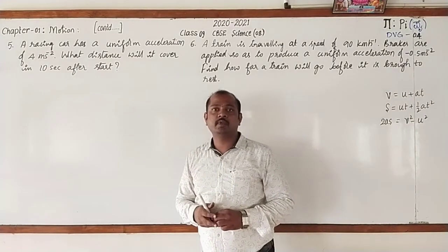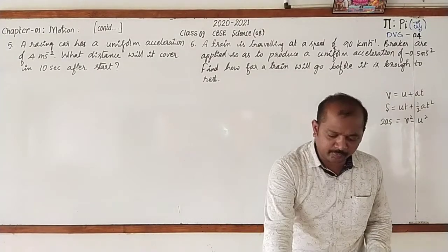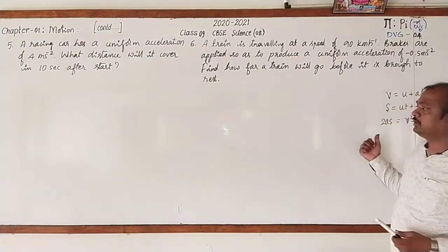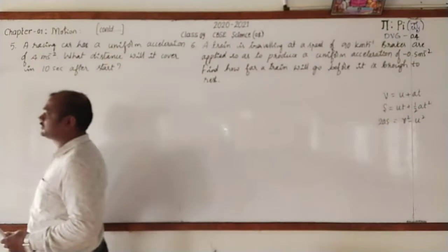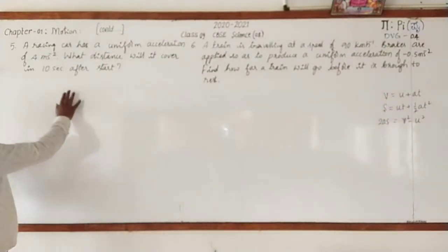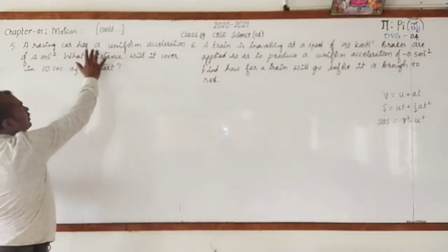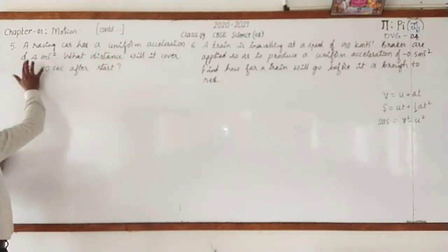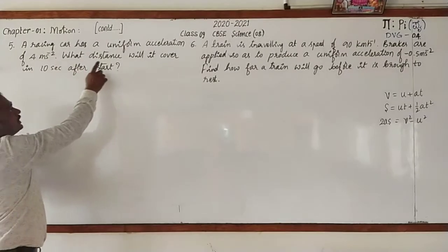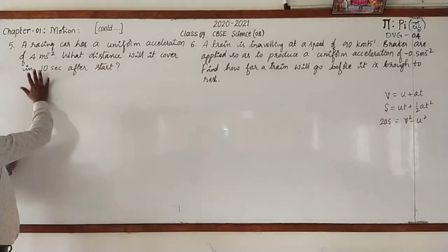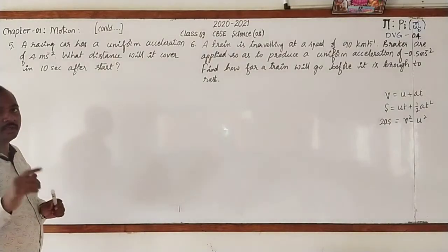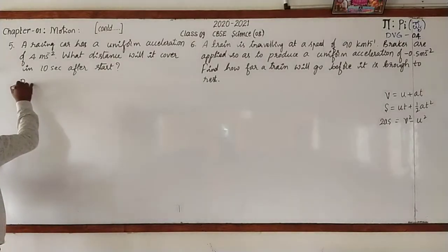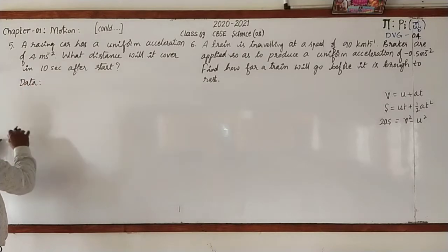Now, let's go for solving some more important numerical problems by using these equations. Here, I have written 2 such questions. Go through this. The first one: a racing car has a uniform acceleration of 4 meter per second square. What distance will it cover in 10 seconds after start? Did you understand? Once I read, and while reading only, let's go for writing the data.